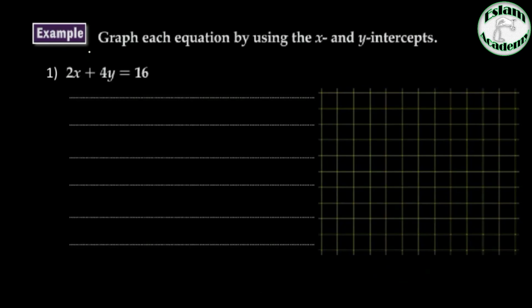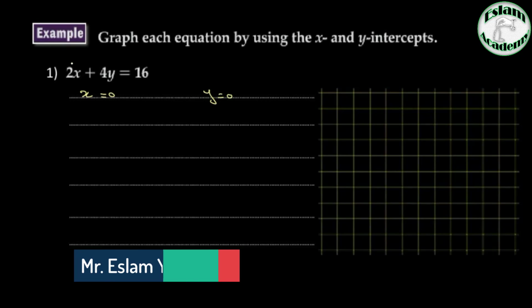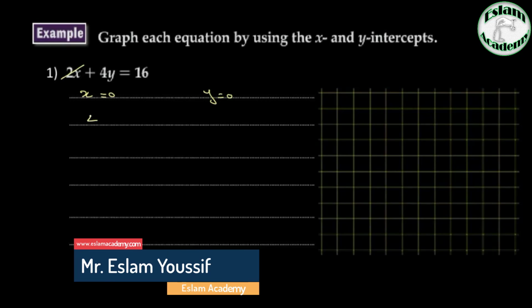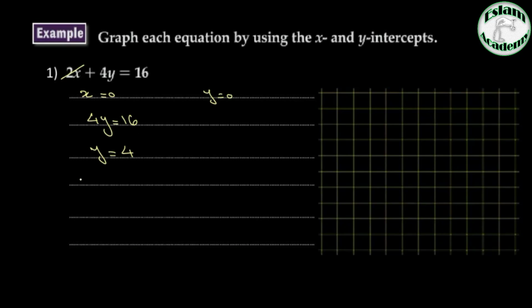Now with the graphing. In this problem, we need to graph each equation using x-intercept and y-intercept. As we said before, x-intercept means the value of x when y equals 0, and y-intercept is the value of y when x equals 0. To graph the equation using x-intercept and y-intercept, we'll set x equal to 0, and then y equal to 0. If x equals 0, it means 4y is equal to 16. Then by solving the equation for y, y equals 4. So the ordered pair now will be (0, 4).